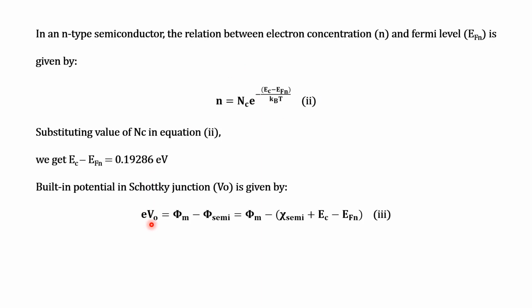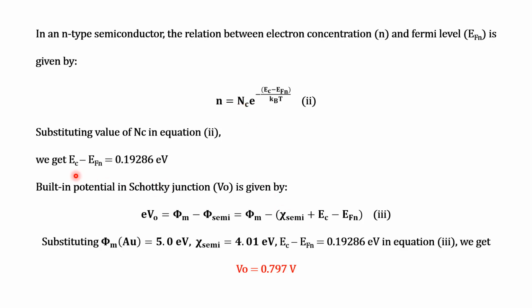So usually we know EV0 is equal to phi m minus phi semiconductor, but on expanding phi semiconductor, how will it be? Psi semiconductor plus Ec minus Efn. So in order to find this Ec minus Efn, we need to go to this equation, and here Nc was unknown, and to find the Nc we had to use the equation for intrinsic carrier concentration. Now that we have all the values, Ec minus Efn is given, Ec xi semi is given, phi m is given, we can get V0 as 0.797 volts. So I hope it's clear to you.